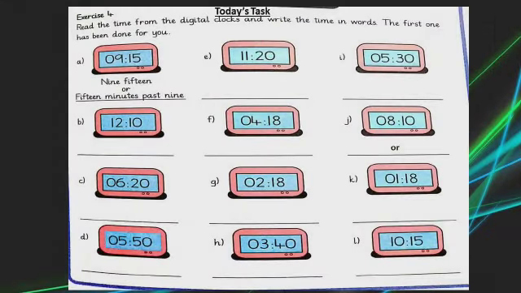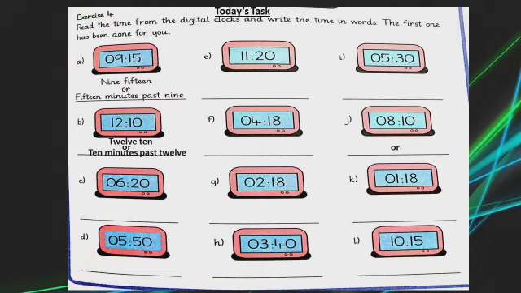Next, open page number 63, write today's task. Exercise number 4, read the time from the digital clocks and write the time in words. The first one has been done for you. In A part, we have two numbers 9 and 15. So the time is 9:15 or 15 minutes past 9.